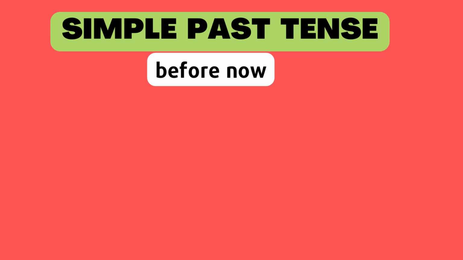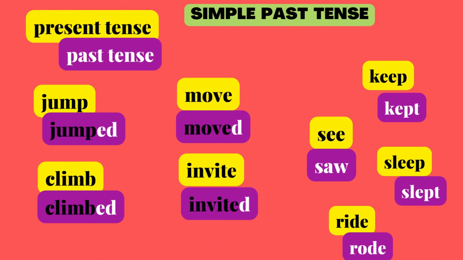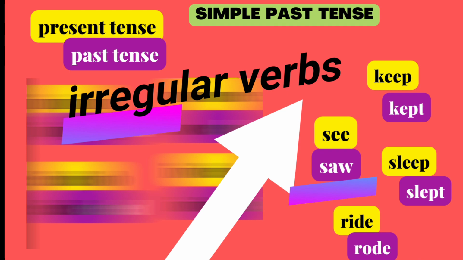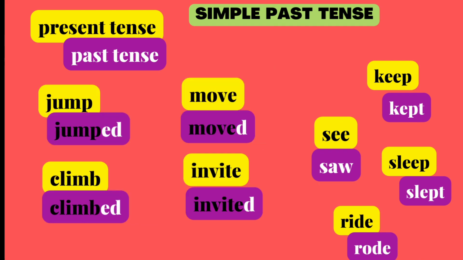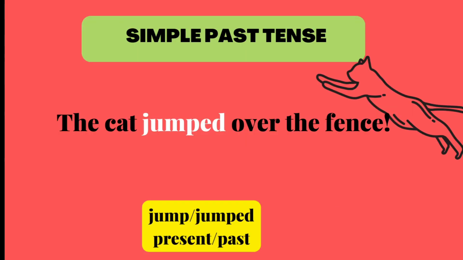Now, the simple past tense is used to describe an action that already happened. The verb in a simple past tense changes by adding an ed or d to the verb to show that it's in the past tense. Some verbs change completely, like keep changes to kept. These are called irregular verbs. But the regular verbs like jump, you add an ed to show that it's in the past tense. Jump becomes jumped. Here's an example. The cat jumped over the fence. Jumped is in the past tense, so we know this happened in the past.